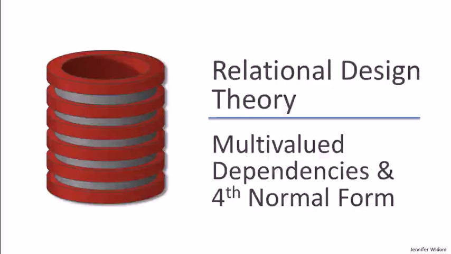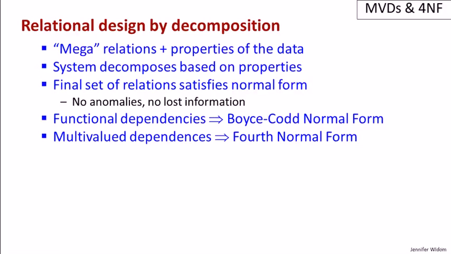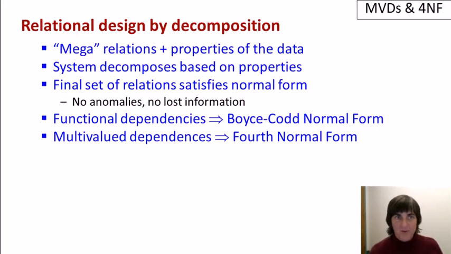Continues the topic of relational design, talking specifically about multivalued dependencies and fourth normal form. I know I've reminded you many times about relational design by decomposition, so let me do it very quickly. The designer specifies mega relations with all of the information they want to store and properties of the data. The system decomposes the mega relations into smaller relations that have good properties, no anomalies and no lost information.